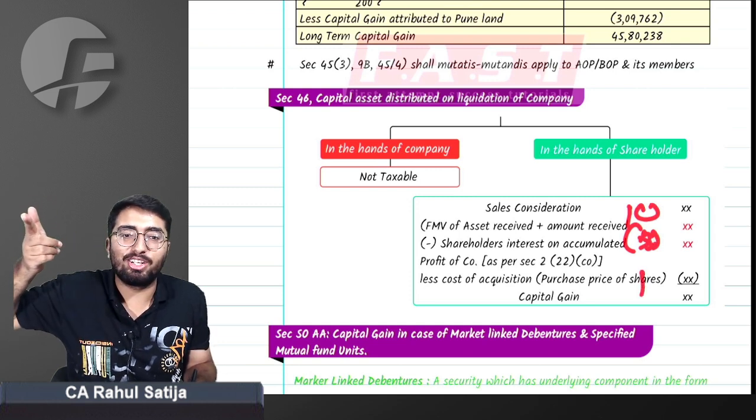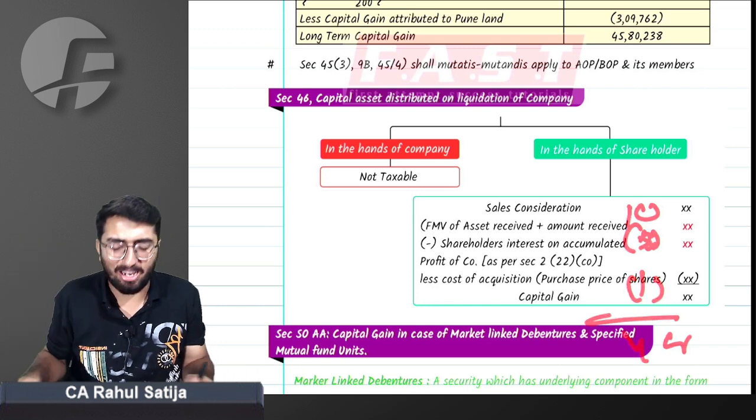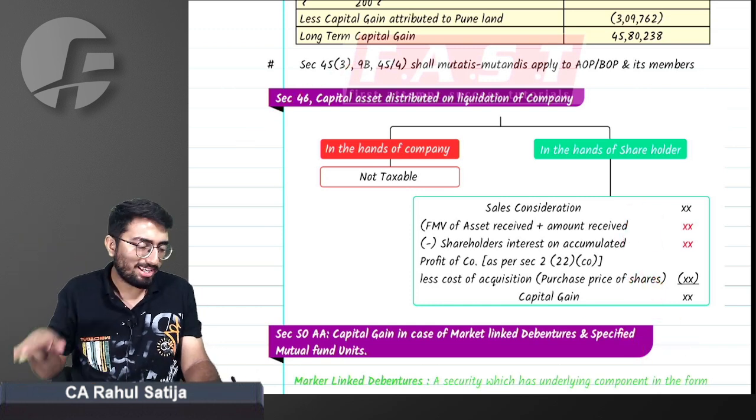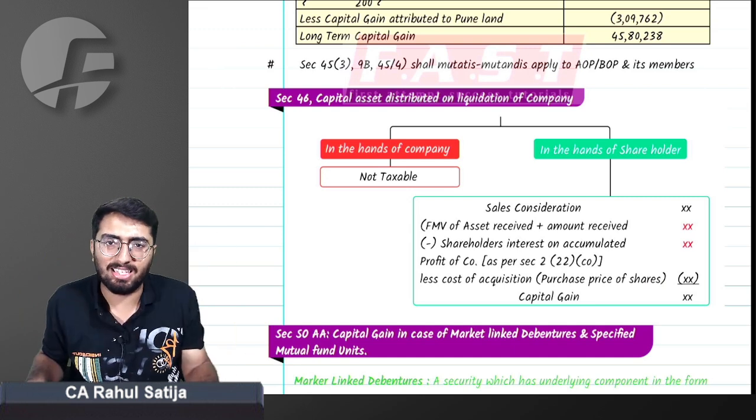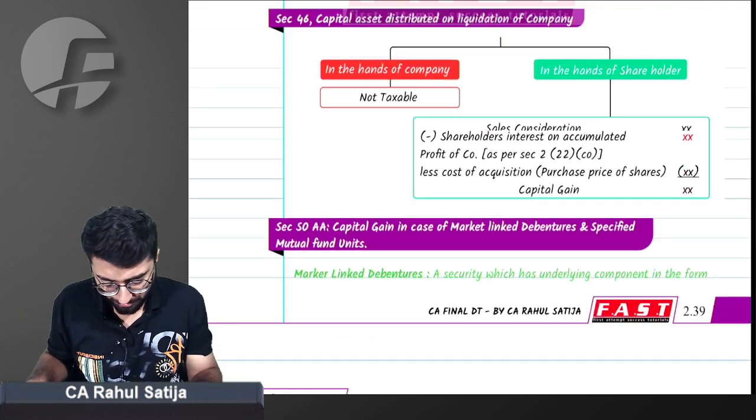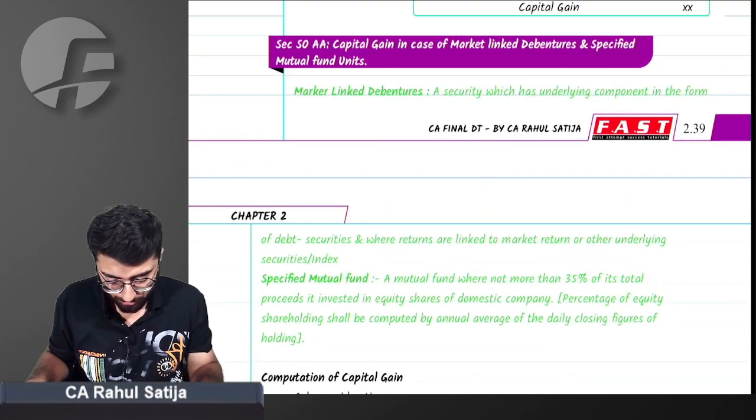And the cost of acquisition for the shares was 1 crore. So 4 CR is taxable under capital gain. This is how the calculation under liquidation goes. You will see the same question in the exam, and you will be able to solve it easily. Let's come to the next portion.